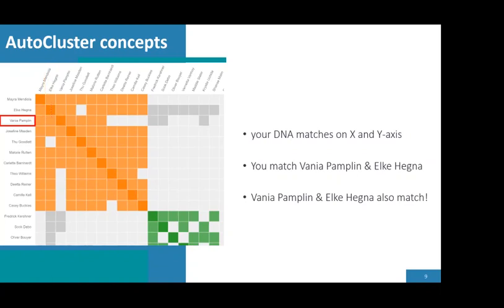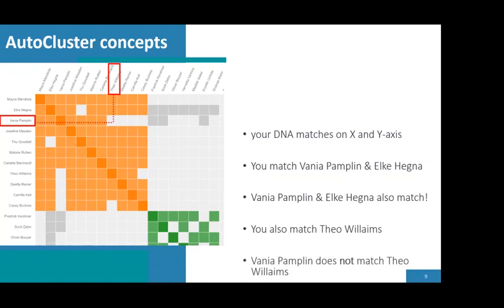You, the tested person, match Theo Williams. However, Vanilla does not match Theo. Still, they are in the same cluster. It's not necessary for matches to match all other matches in a cluster. That would otherwise be quite too restrictive. Clusters can be filled completely, meaning that they match every member in the cluster, but it's not a requirement.